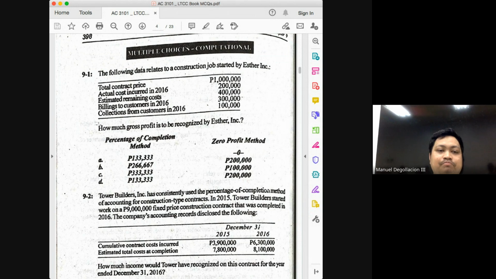So here, in problem 9-1, very simple, compute for the realized gross profit. And this has been what we have been solving in the past. Okay, and as I've mentioned, you need two things to solve for the percentage of completion. And these are the percentage of completion and the expected gross profit. Let's start with the expected gross profit. This is the easier one to solve.